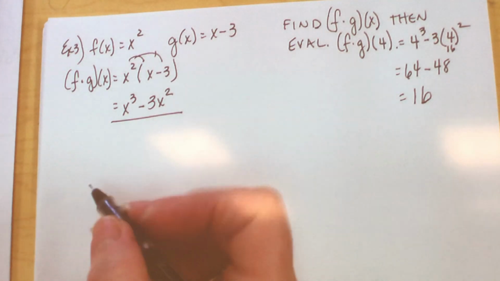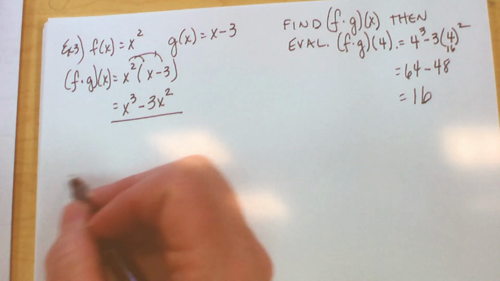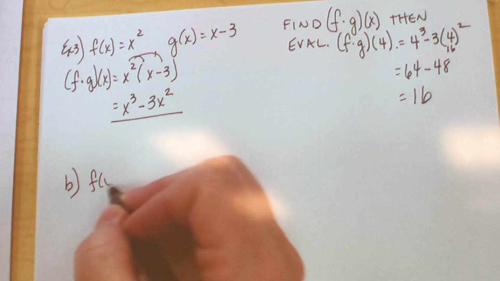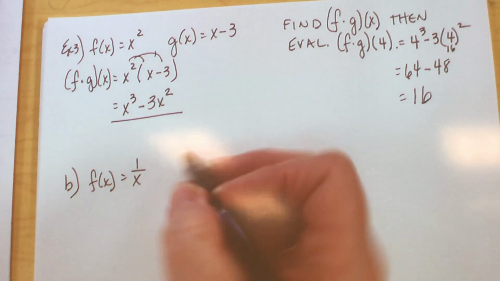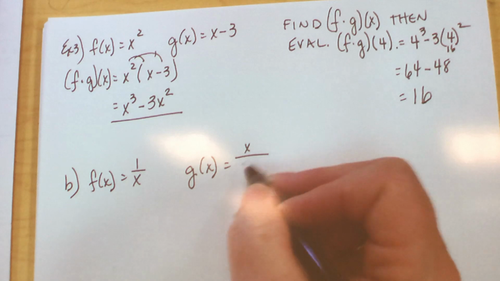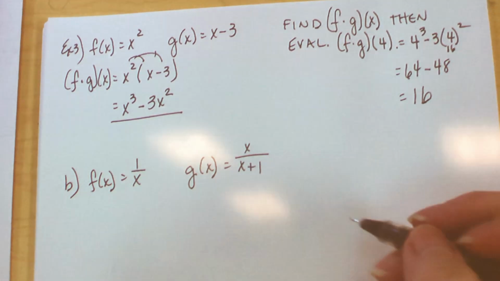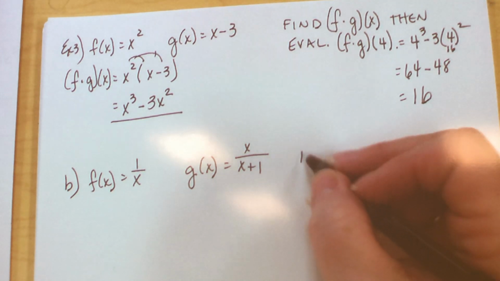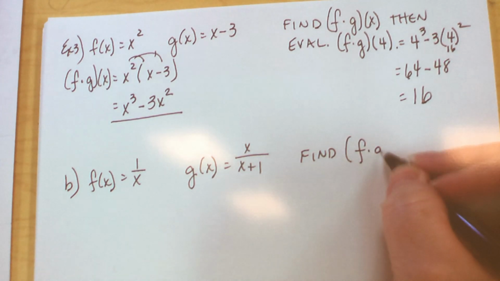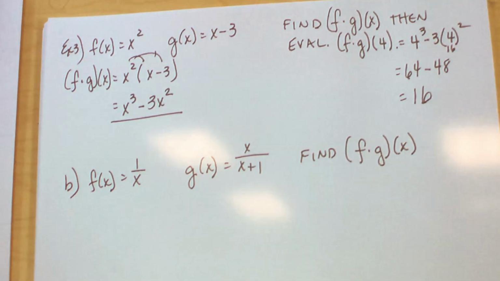All right, so here's my next one. This is b. f of x is equal to 1 over x, and g of x is equal to x over x plus 1. Miss Davis, you do know how to mess somebody's day up. Just put a fraction in front of them. I want you to find f times g of x. You have a minute.